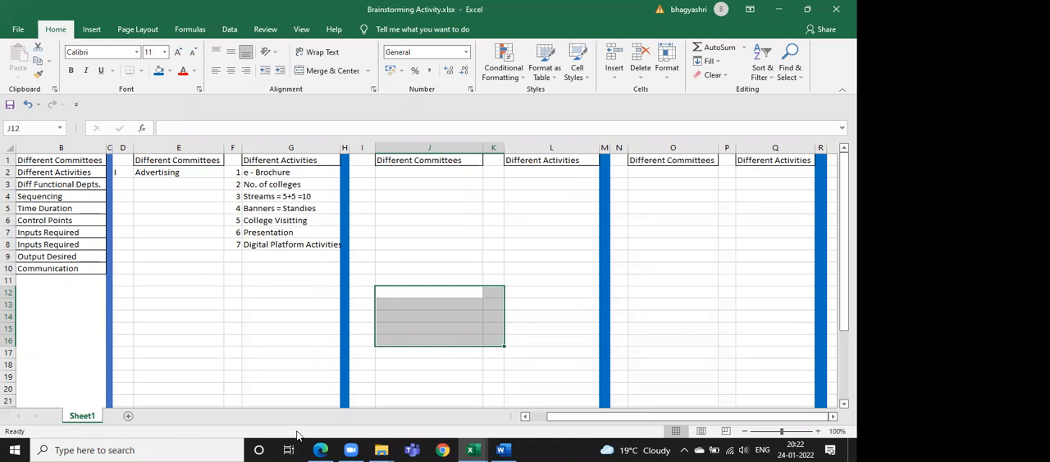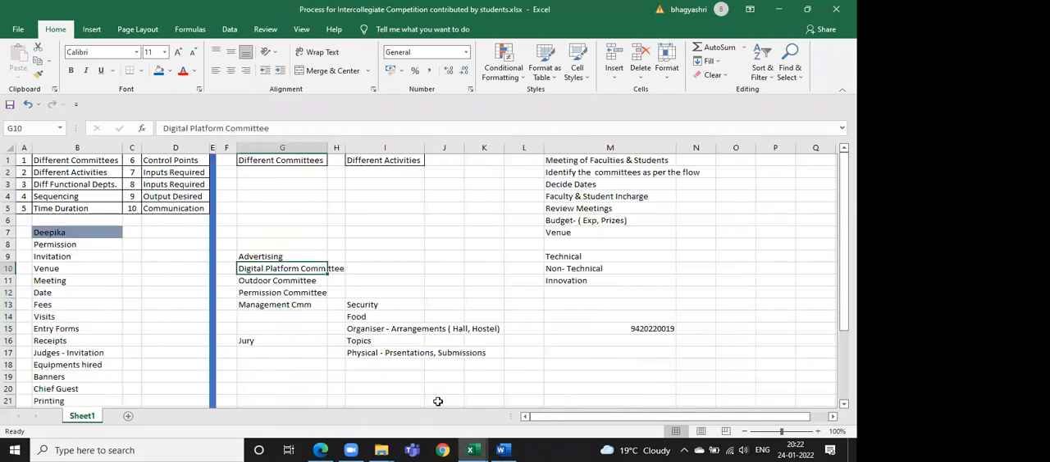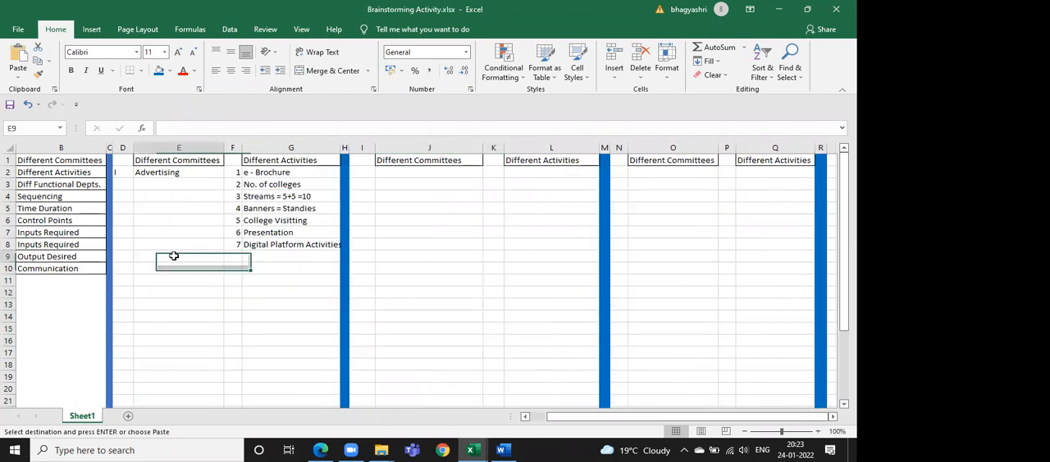Okay, so now let us go back to the next one and let's look into which is the next committee that we can decide. Permission committee, management committee, food security. Okay, so advertising and digital platform, these are both taken care of. Outdoor committee, management committee. Okay, so let us pick up this management committee over here. Now what will the management committee essentially look into?